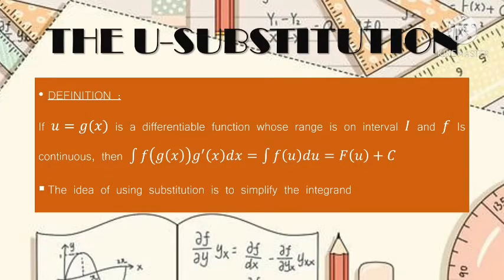The definition of U substitution. If u equals function g is a differentiable function whose range is on interval I and f is continuous, then we can find the integral of f(u) du equals F(u) plus c. The idea of using substitution is to simplify the integral.